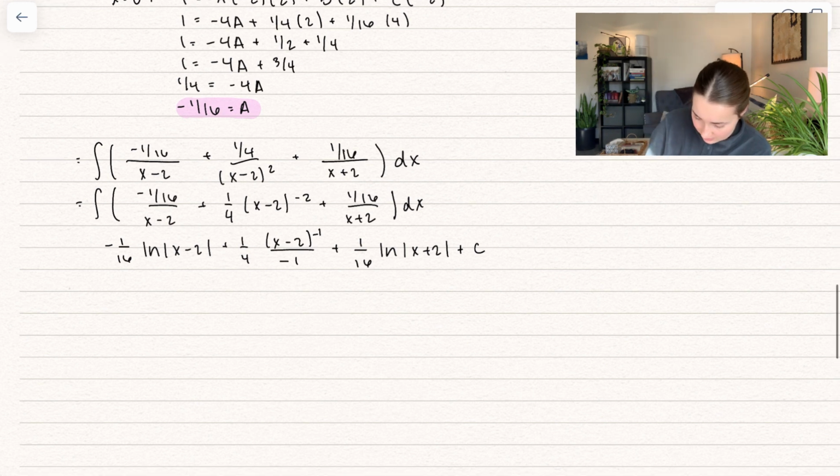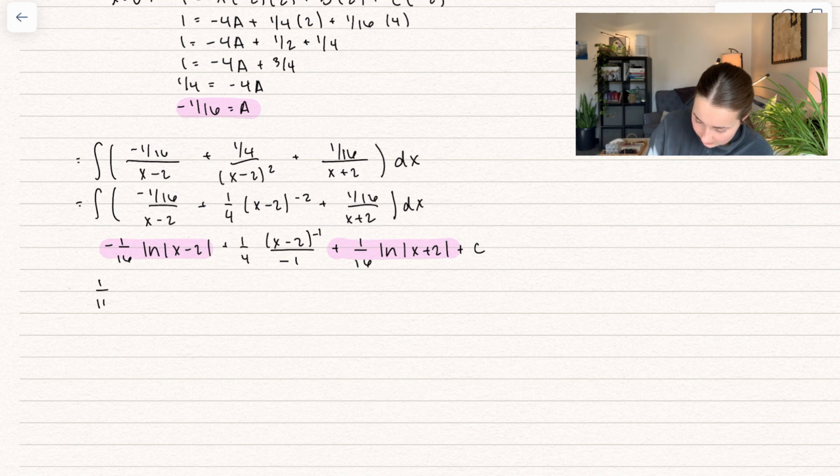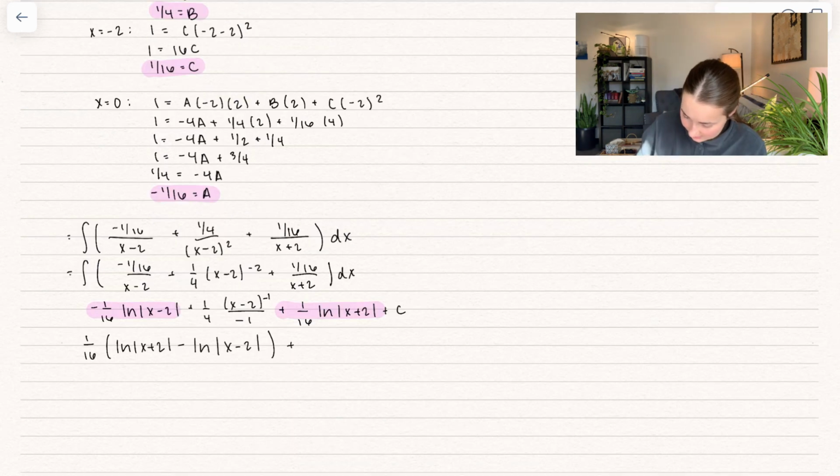If you're on a test and it said not to simplify, I would leave it like that, but we're not taking a test right now, so we're going to go ahead and try to simplify it. The first thing I notice is that we can actually combine these two natural logs since they have the same scalar. So that's like rewriting it as 1/16 times natural log of x plus 2 minus natural log of x minus 2. And then this is going to simplify to minus 1/4 times x minus 2 plus c.